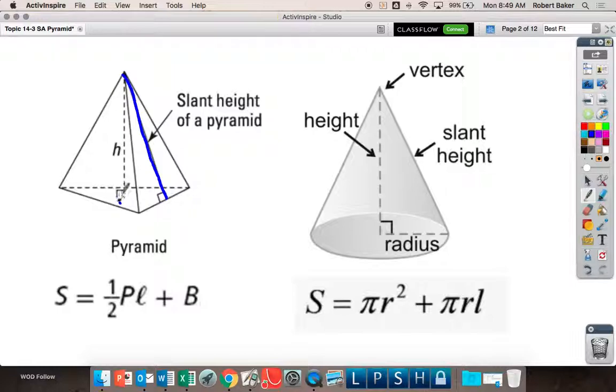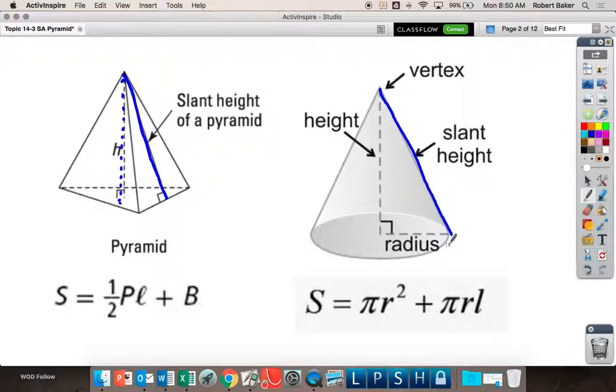The height is inside the shape from the base to the vertex. Kind of the same thing for a cone. It's pi r squared, that's area of the base, plus pi r L, and that is the slanted height L on the face of the cone. So these two have those very specific things. A slanted height is really only used for pyramids and cones when calculating surface area.